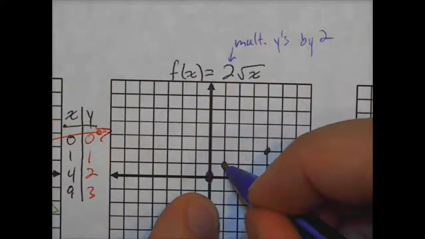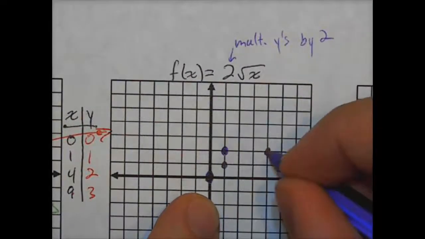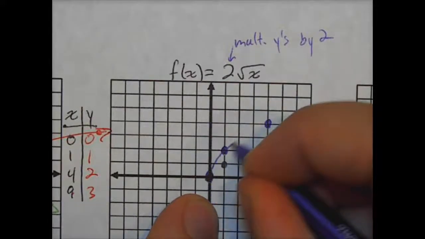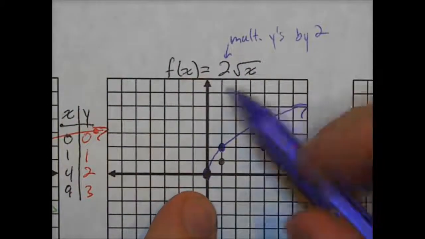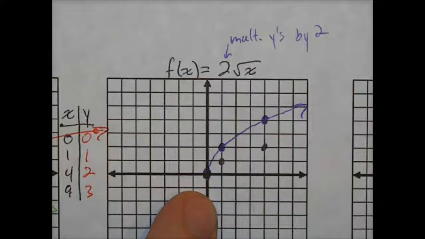The y value of this point is 1. 1 times 2 is 2. The y value of this point is 2. 2 times 2 is 4. So what happens is this is called a vertical stretch. It stretches it in the y direction by a factor of 2. You're multiplying your function by 2, so it's like you're multiplying the y values by 2. It's called a vertical stretch by 2.